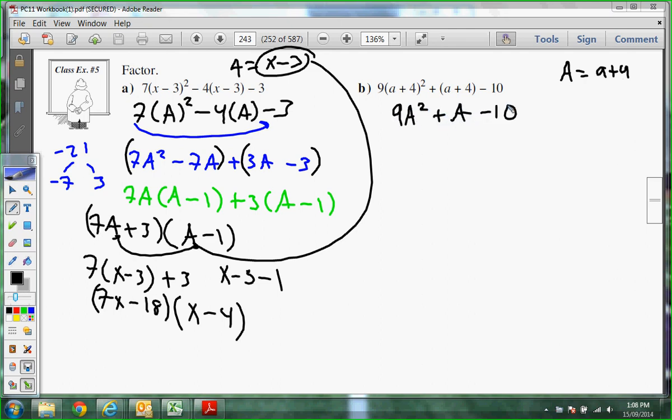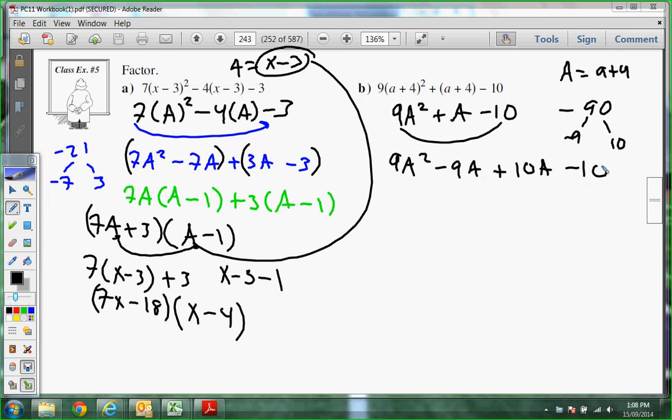9a squared plus a minus 10. I can't GCF, so I still have to do my decomp. Okay, Liam, what do you think? Negative 90, 1 apart. 9, 10, yeah, the one we did, right? 9, 10, with which one being positive? Good. Okay, so I'm going to go 9a squared minus 9a plus 10a minus 10. Again, these inserted right here are the middle terms split up.